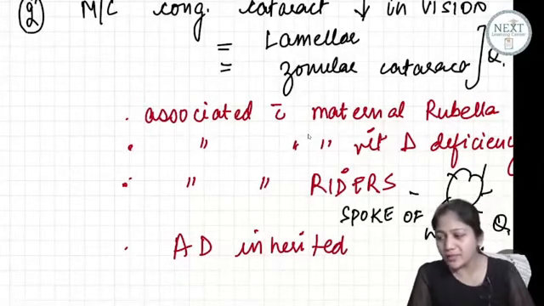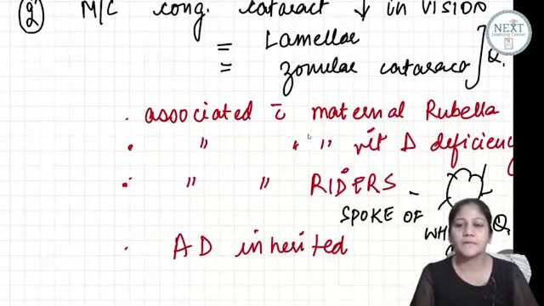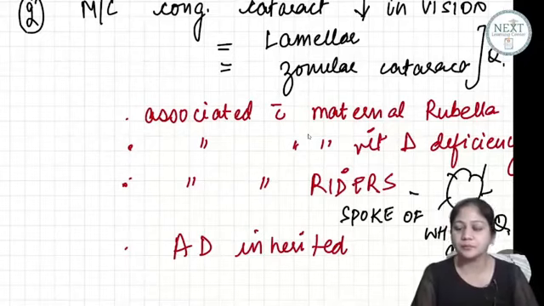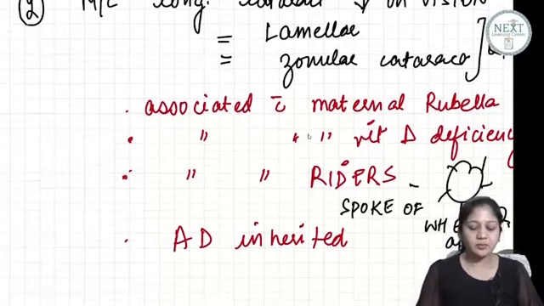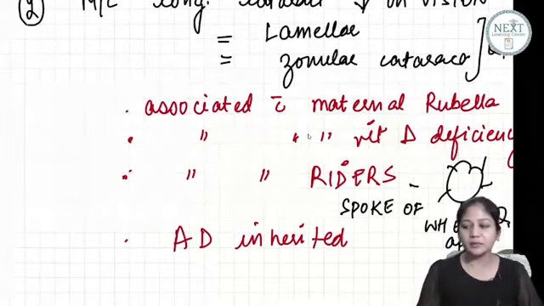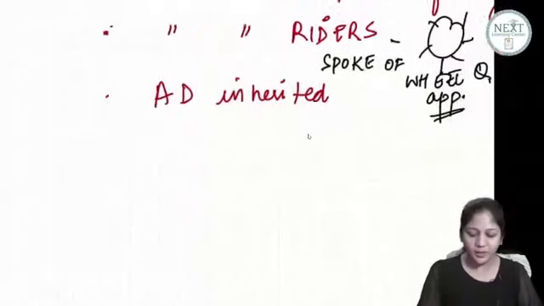Ectopia lentis includes subluxation and dislocation both, Dr. Kaur, both. So now I'll be showing you a picture which shows rickets. Wait for a few seconds, wait.